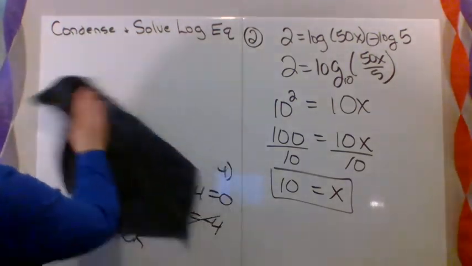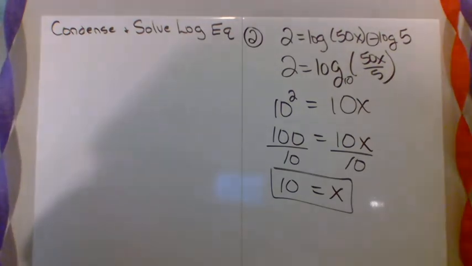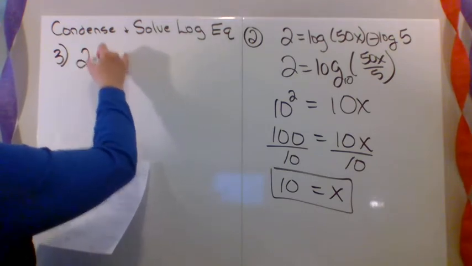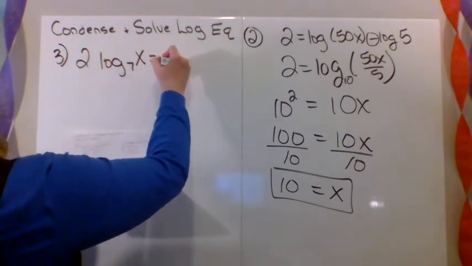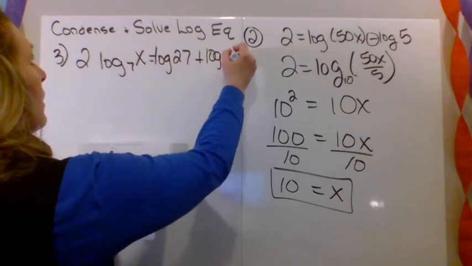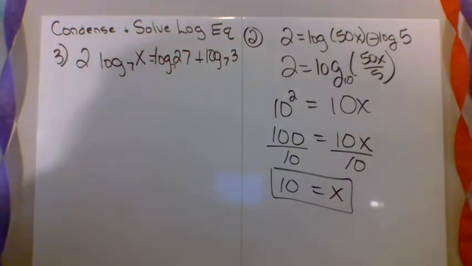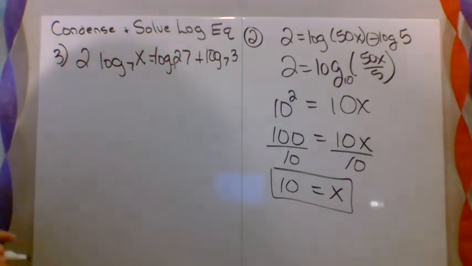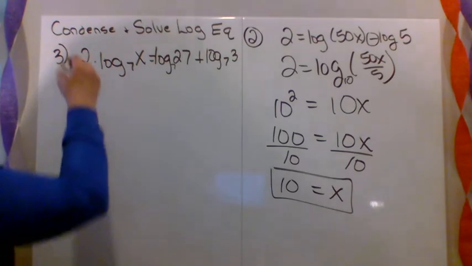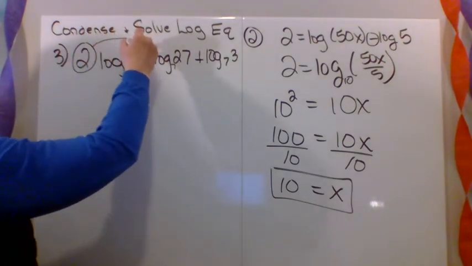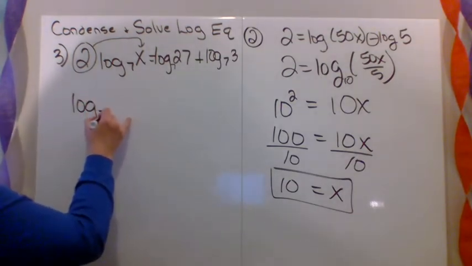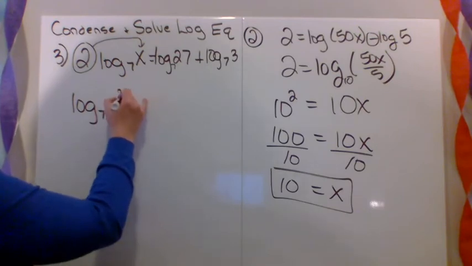The other kind of problem that we haven't done yet involves the power property. So I have 2 times log base 7 of x. So anytime that you have multiplication, this 2, it's going to move back and it's going to come here and it's going to move to the exponent position. So this is now log base 7 of x squared.